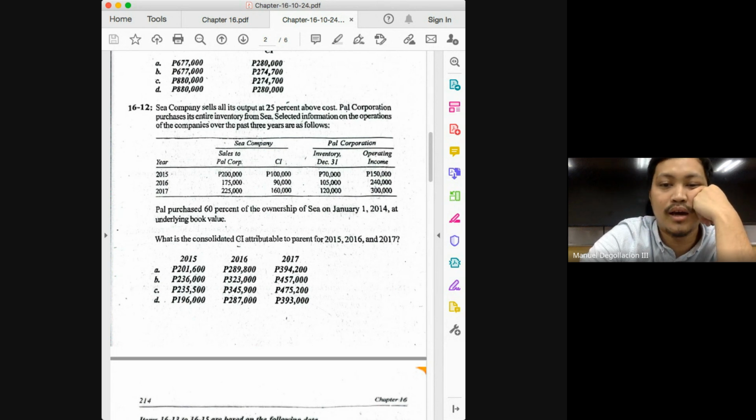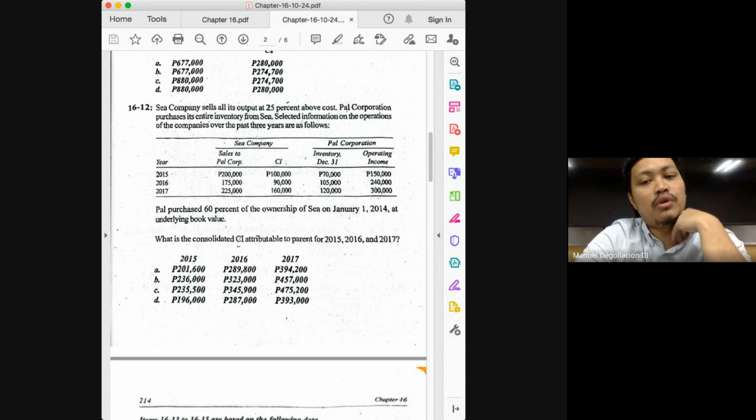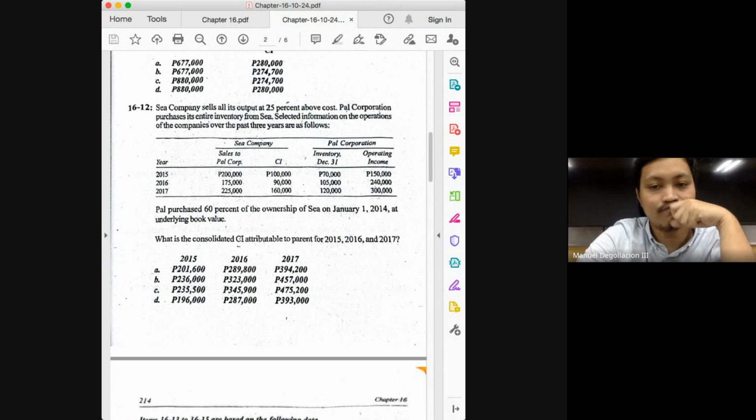Attributable to parent. So definitely the answer will not be letter B, and it cannot be letter C. So it will either be alpha or delta. Okay, so we already solved for 236. How do we arrive at the income attributable to the parent, class?